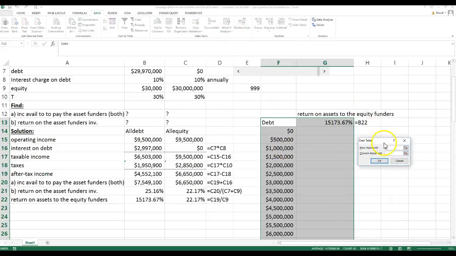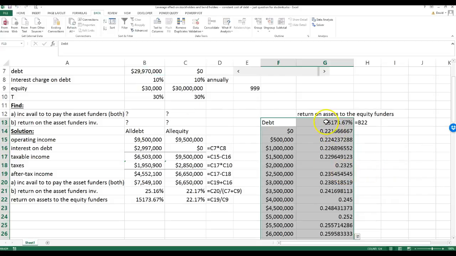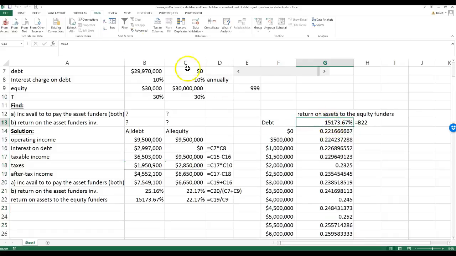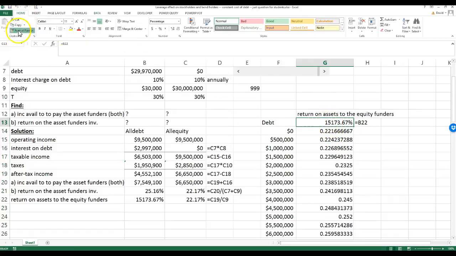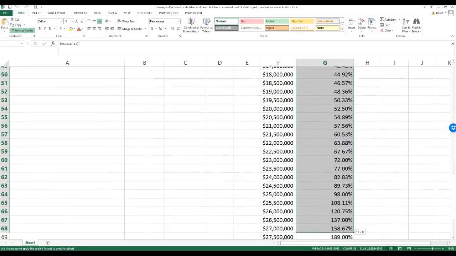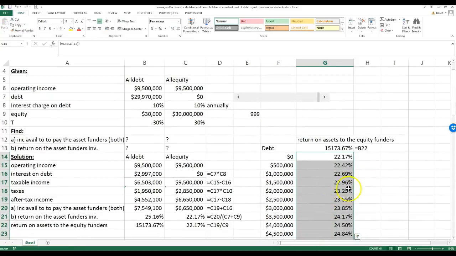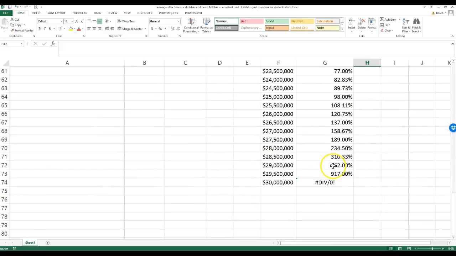And the way this works, it says, okay, is your data in columns or rows? Well, we have it in the columns, so we're going to put something in here. Basically what you put here is what you're varying. I'm varying my debt, which happens to be this cell right here. So I'm going to click right here and go OK. These aren't percent, so I'm going to copy this percent format and copy all this so I can see it in percent. Okay? And then you can see as we go down, as we approach $30 million, it becomes infinite, right?